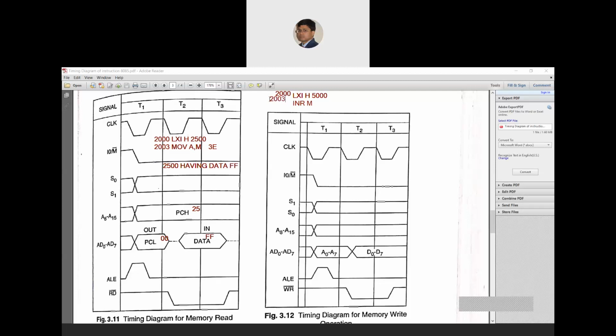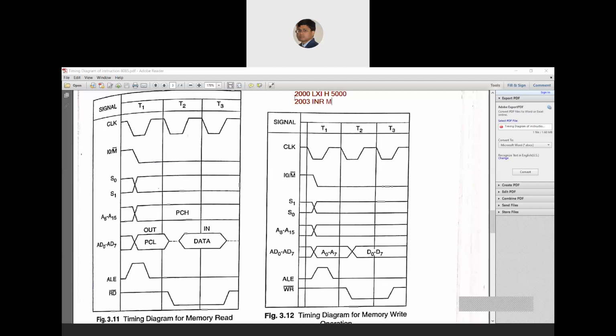2003 location. Okay, again is all gone. Good. So at the 2000 location, you are writing LXI H 5000 value. Then at the 2003 location, you are writing the INR M instruction.